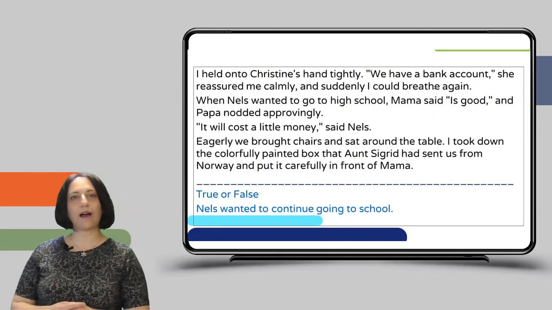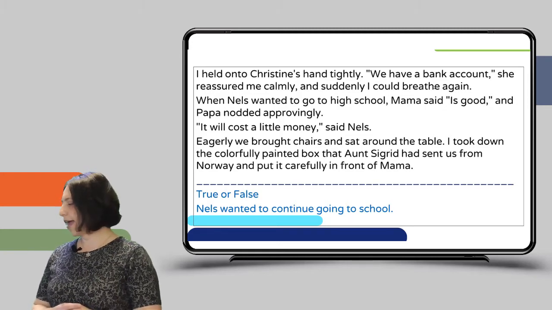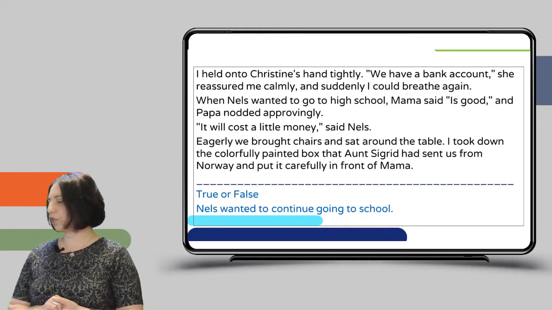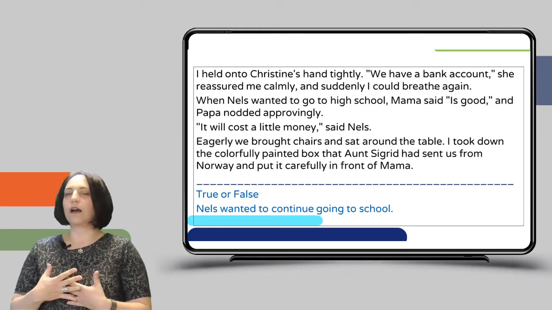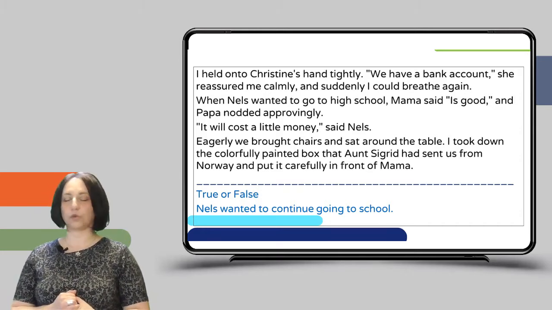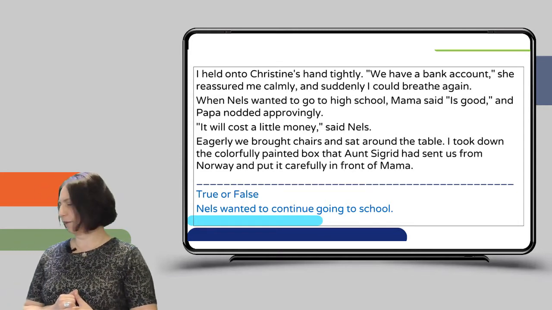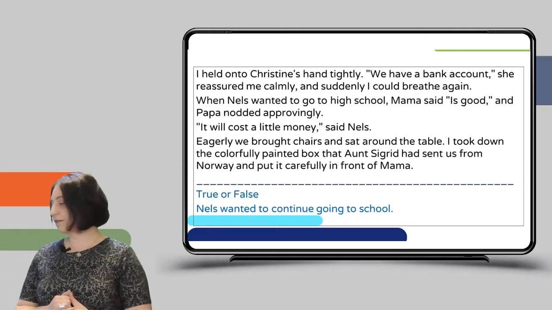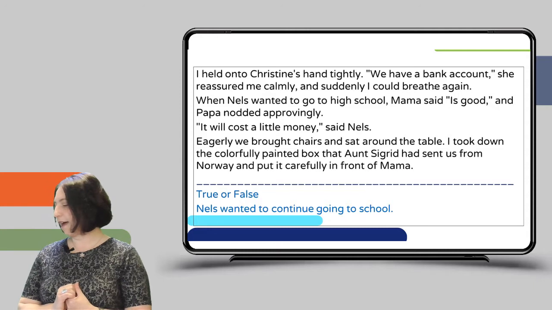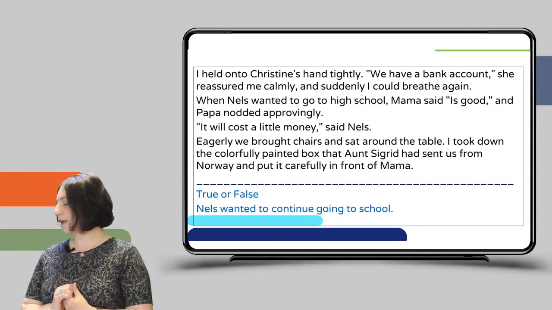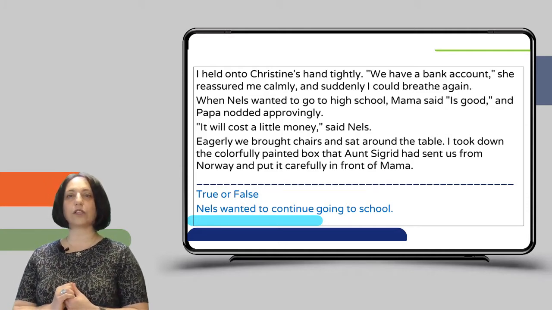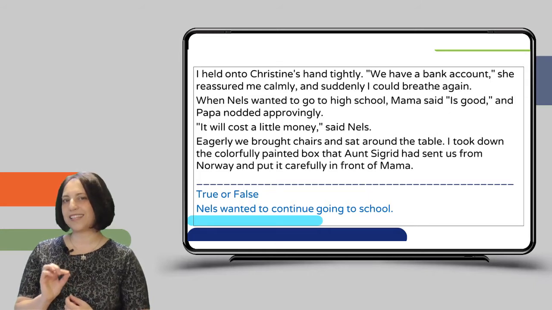So let's continue now reading the story. I held on to Christine's hand tightly. "We have a bank account," she reassured me calmly, and suddenly I could breathe again. When Nels wanted to go to high school, Mama said, "Is good," and Papa nodded approvingly. "It will cost a little money," said Nels. Eagerly, we brought chairs and sat around the table. I took down the colourfully painted box that Aunt Sigrid had sent us from Norway and put it carefully in front of Mama.